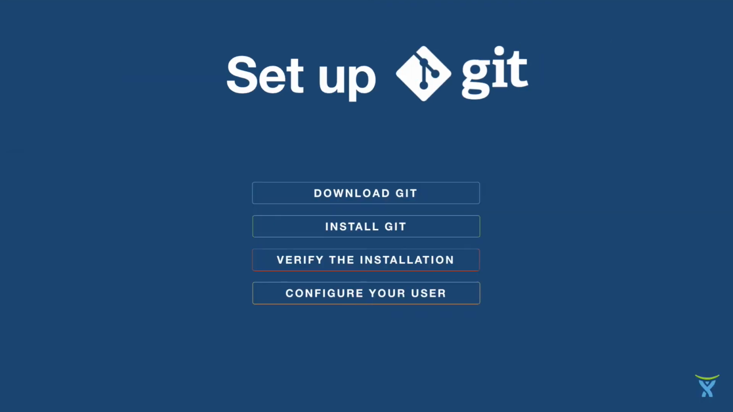So what we've seen is you need to download Git, decide if you want to install it in visual client form or command line, then install it, verify that Git is properly installed, and configure your user and email on Git.